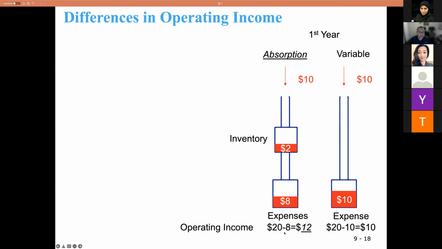So my operating income would be $20, my revenue, minus my cost of goods sold, $8. So my operating income is 12, right? Then you wondered, what about the other $2 fixed manufacturing overhead? That cost is considered as the product cost, right? The 20% unsold. So if that product is not sold, where is it?